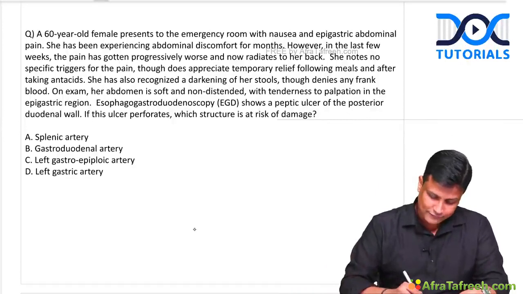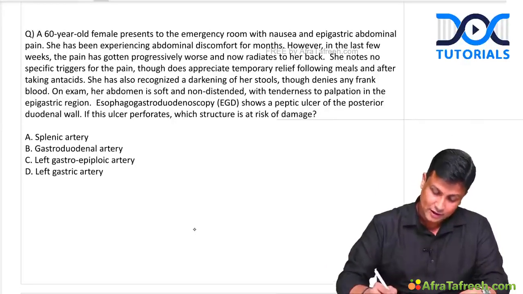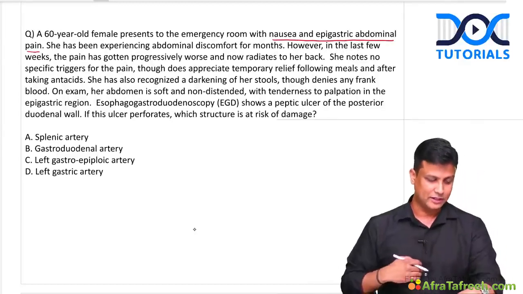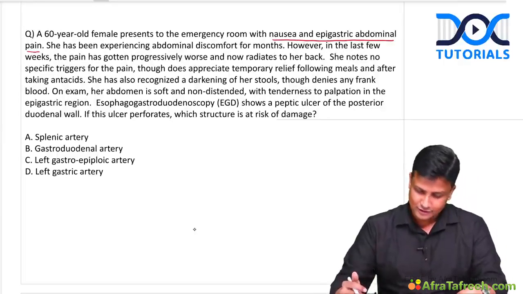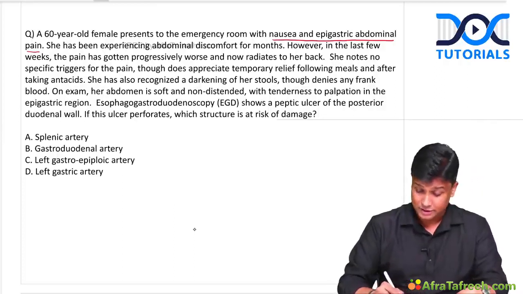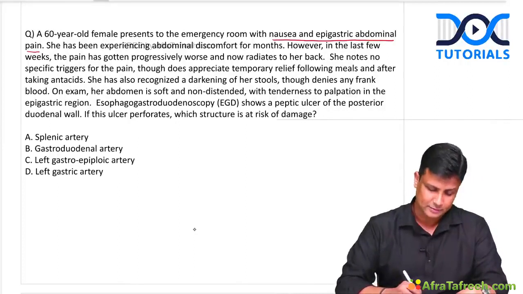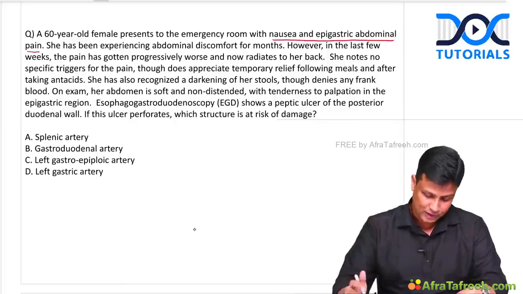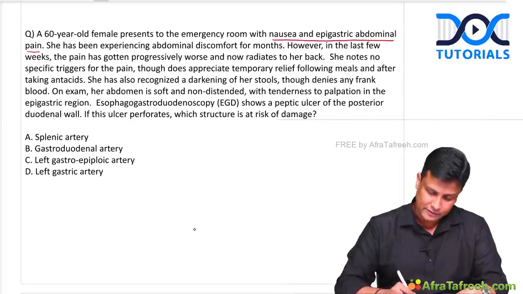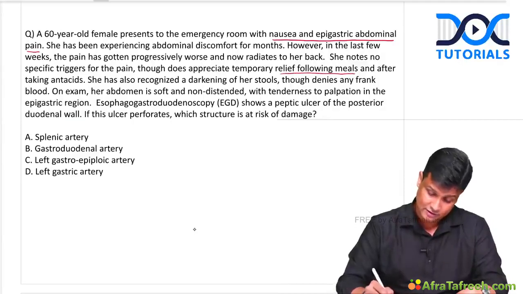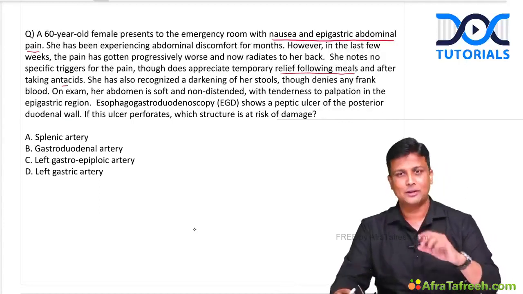A 60-year-old female presents to the emergency room with nausea and epigastric abdominal pain. She has been experiencing abdominal discomfort for months. However, in the last few weeks, the pain has gotten progressively worse and now radiates to the back also. She notes no specific trigger for the pain, though she does appreciate temporary relief following meals, after taking antacids. Oh, it is referring to somehow the ulcers.